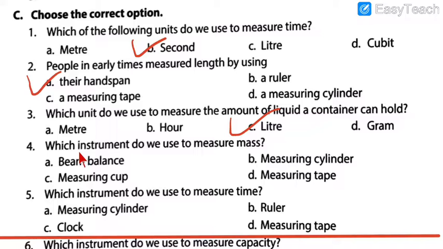Second last question for the day. Which instrument do we use to measure mass? To measure mass. Options are A. Beam balance, B. Measuring cylinder, C. Measuring cup, or D. Measuring tape? Your time starts now. Try to think about the answer. 5, 4, 3, 2, 1 and 0. So for measuring the mass, obviously we use beam balance.